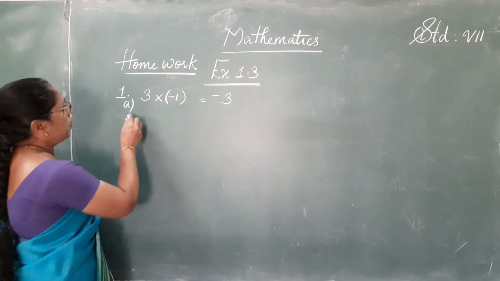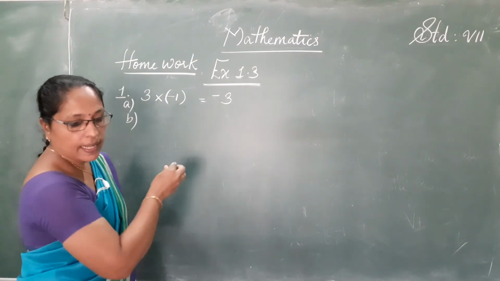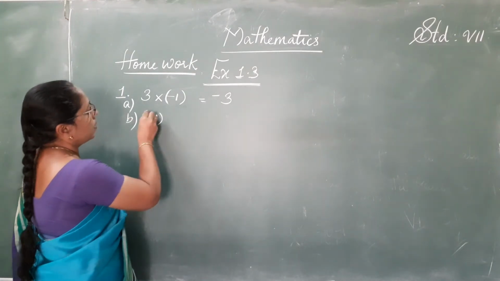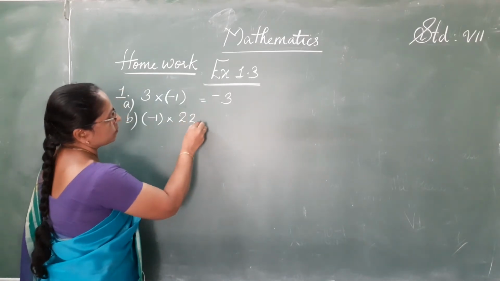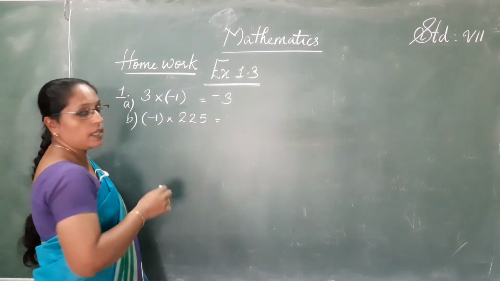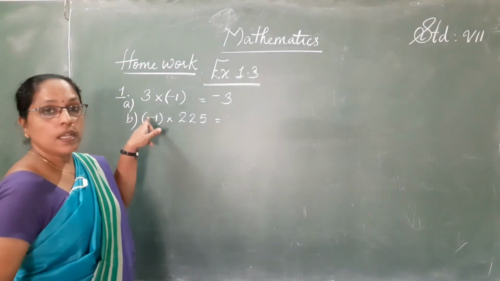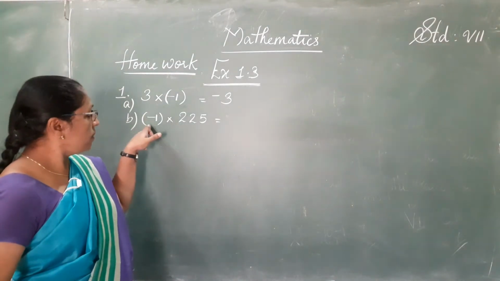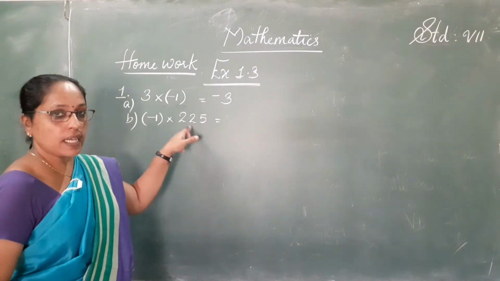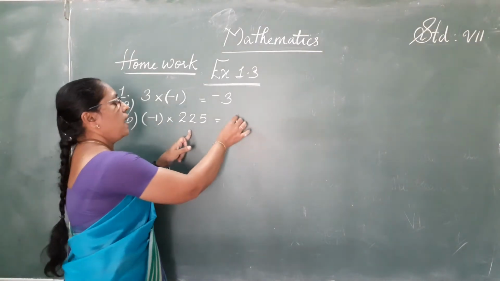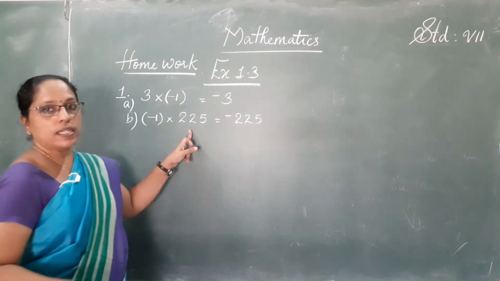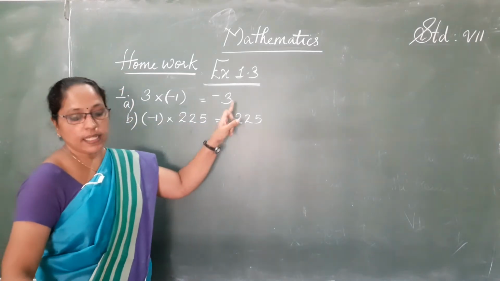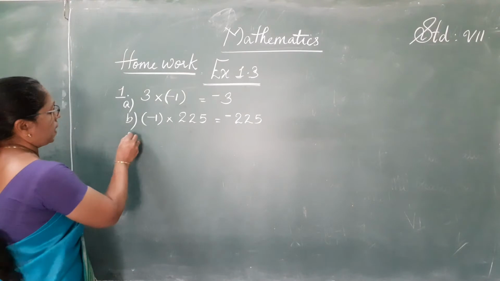Second question, B part: -1 into 225. Again the rule: when two integers have opposite signs, different signs, multiply and put the negative sign. So the answer is -225.